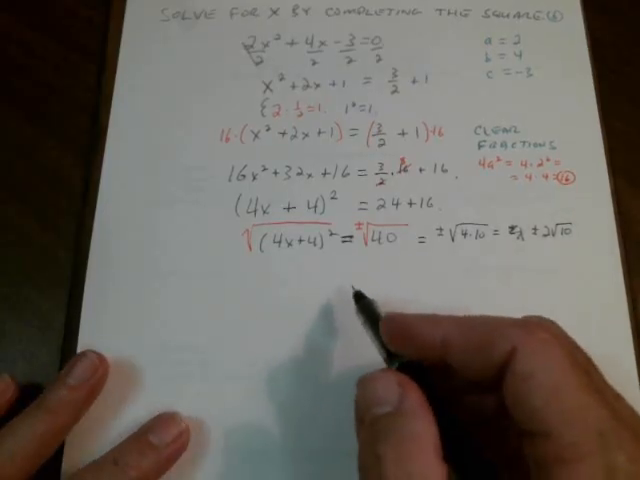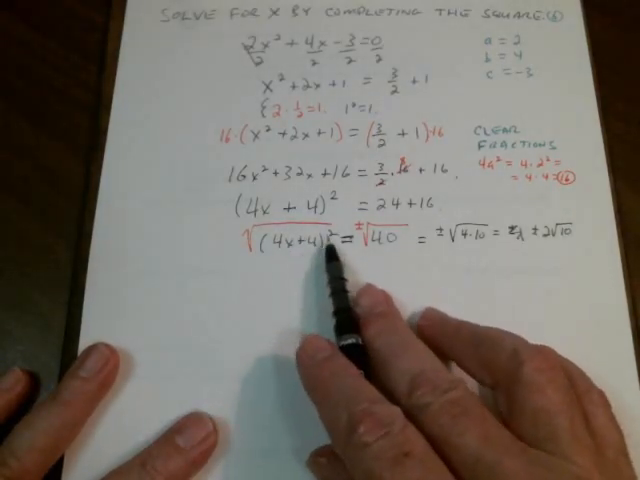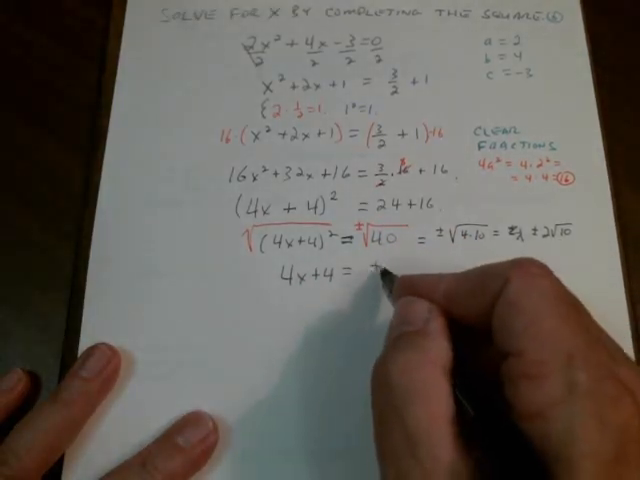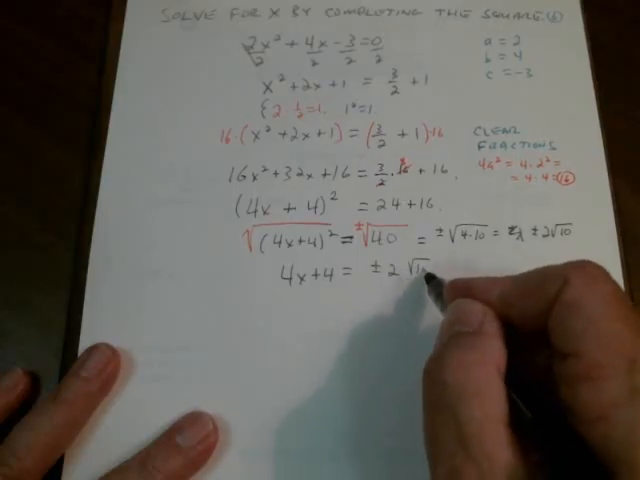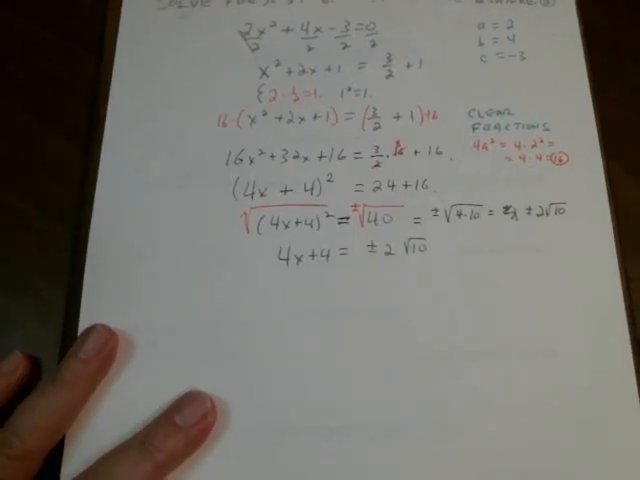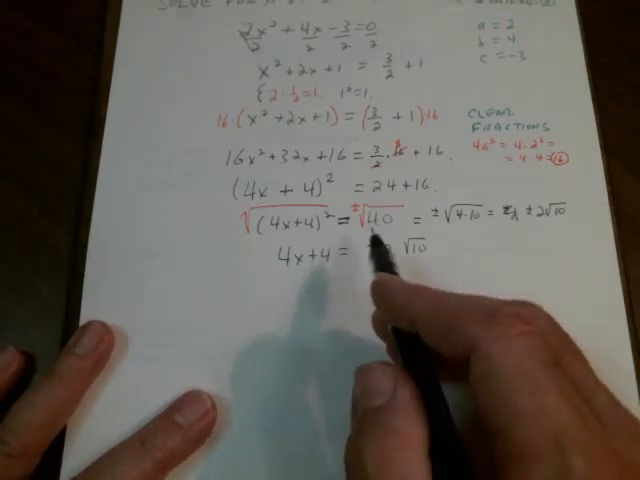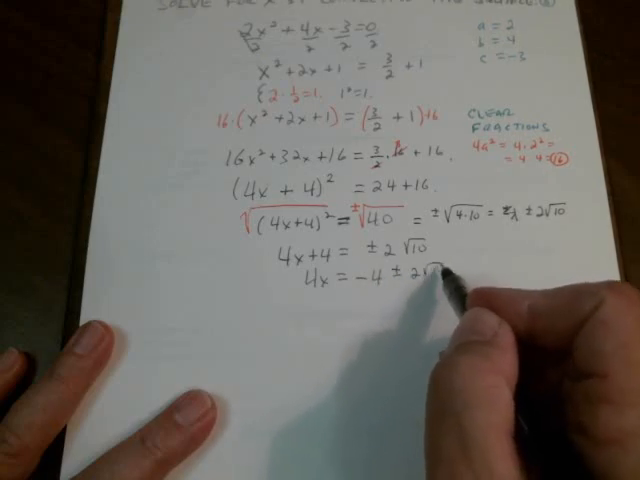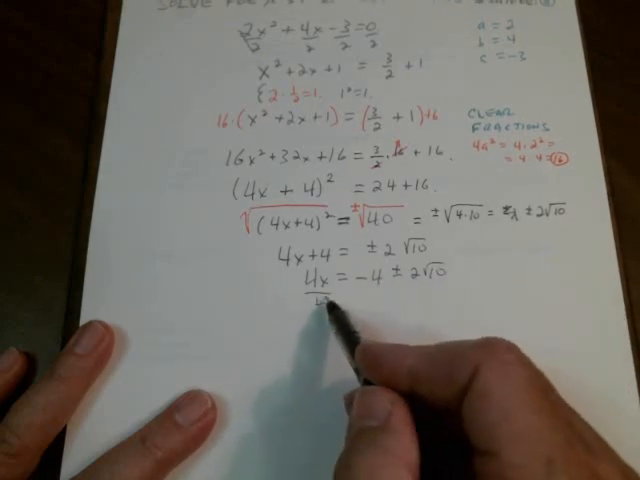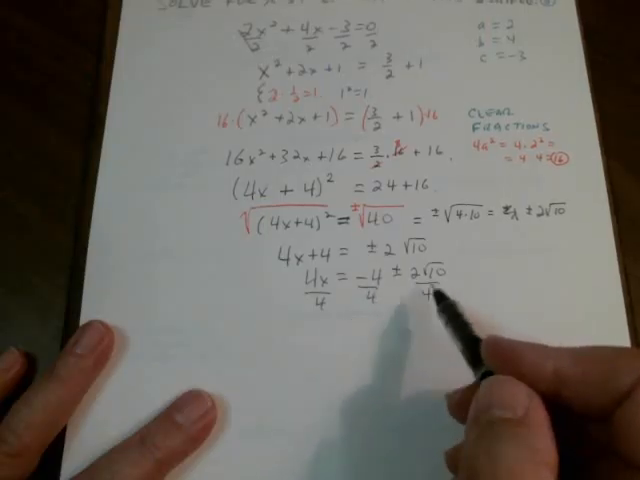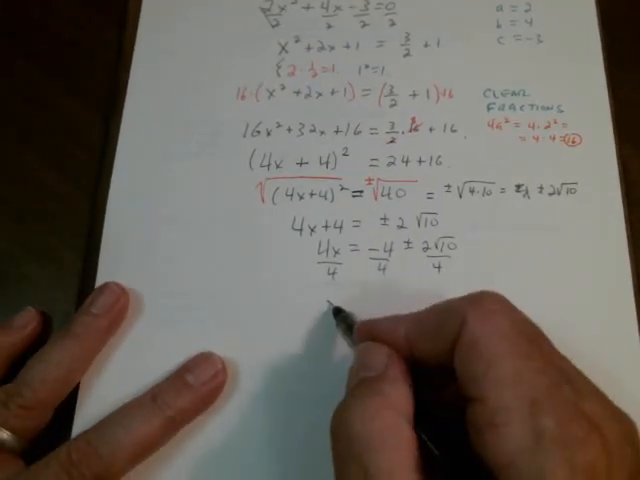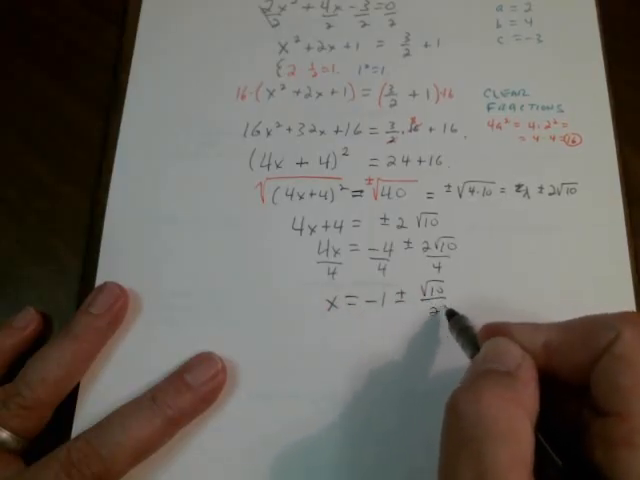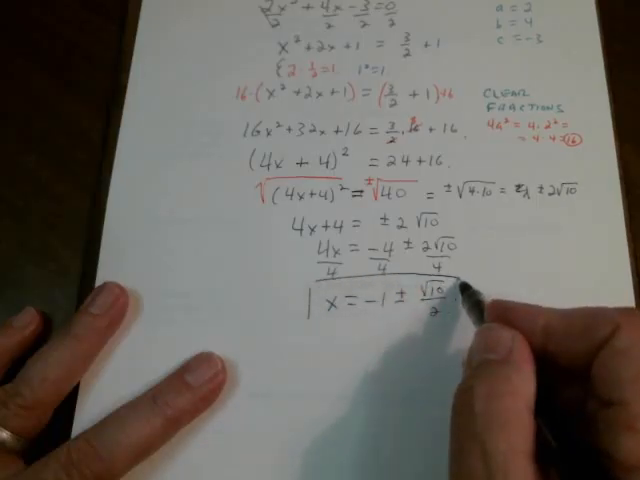And I'll try to combine this back together. On the left side here, the square root and the square cancel out. We have 4x plus 4 equals, now what do we got? Plus or minus 2 times the square root of 10. And now just a couple of steps. We're going to subtract 4 from both sides. So we have negative 4 plus or minus 2 times square root of 10. Then finally divide all the terms by 4, like so. And that leaves us x equals negative 1 plus or minus square root of 10 over 2, and we'll put a box around that.